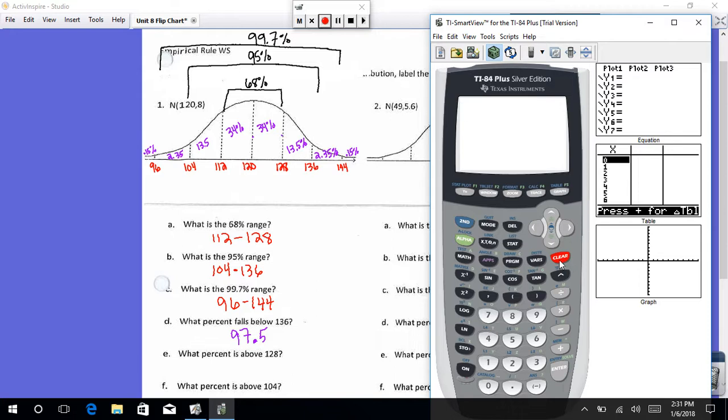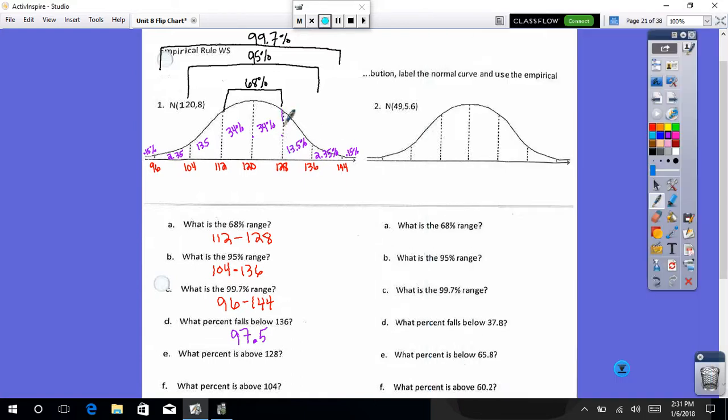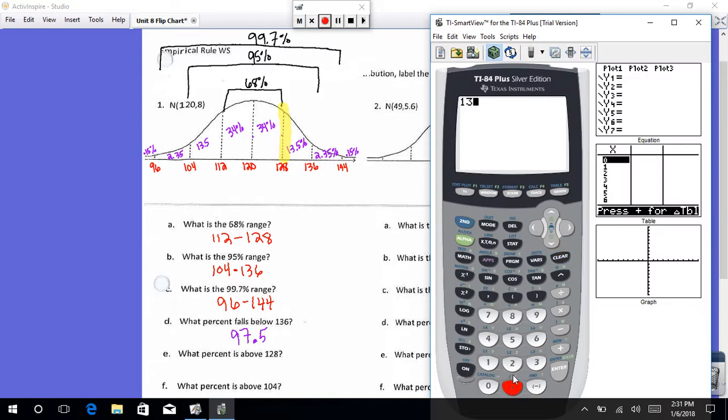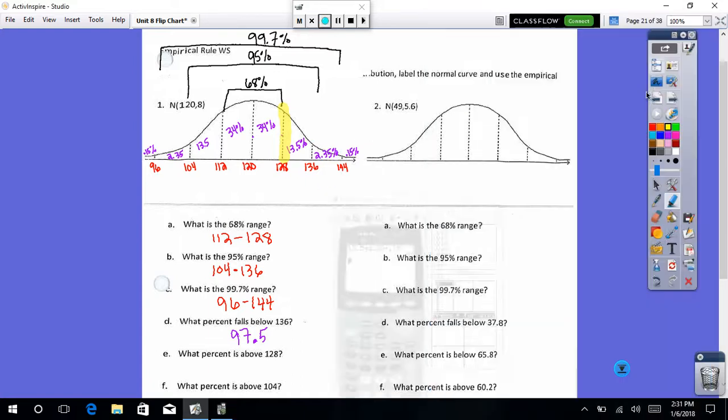The next question asks us above 128. Here's our 128. What percentage is above that? So I go from 128 and I add up everybody that's above that line. Here's my line, everybody above that. So I have 13.5, 2.35, and my tiny little tail of 0.15. And that is 16% of people. So 16% of my data is above scoring 128.